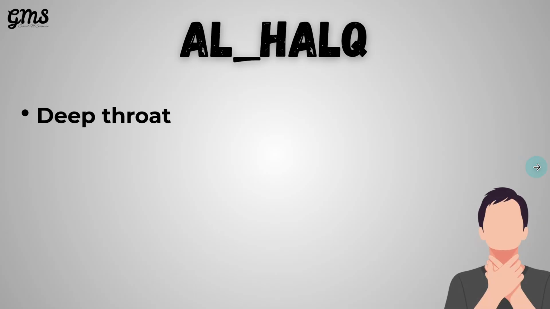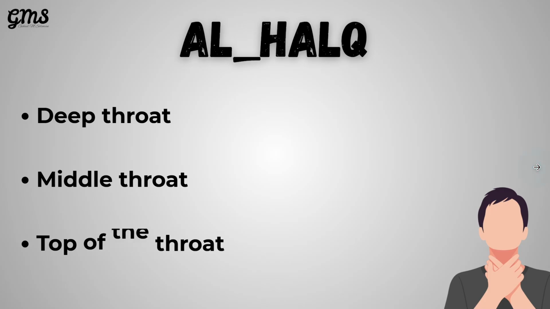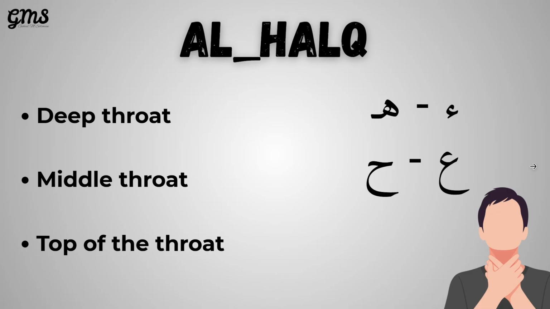The first one is the deep throat, which is adna al-halq, then the middle throat, which is wasat al-halq, and finally the top of the throat, aqsa al-halq. Each of these 3 points produces the sound of only 2 letters. First, the deep throat produces only hamza and ha. Try to read them: a, ha. And the middle throat also has 2 letters, ayn and ha. And finally, the top of the throat: ghayn and kha.